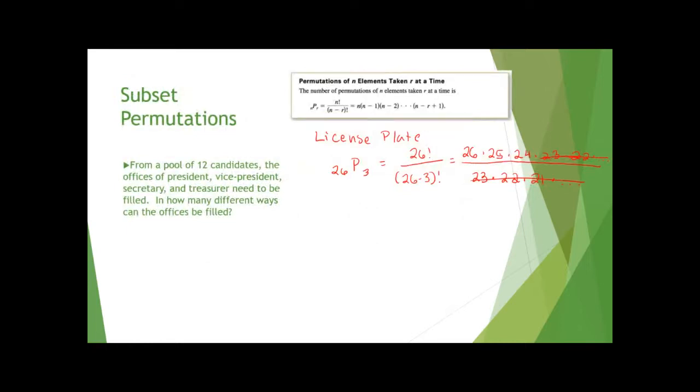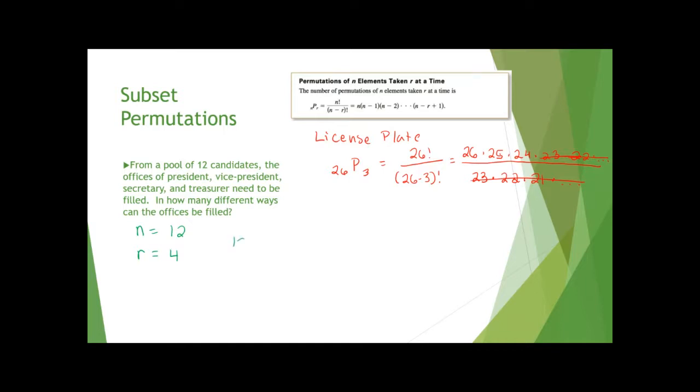So in green here, and I'm going to just switch my ink color to make it clear for the example here in green, we have a pool of 12 candidates, and the offices of president and vice president and secretary and treasurer need to be filled. So there are 4 offices here. So our total number is 12, and the subset is 4. And how many different ways can the offices be filled? So the order matters because putting somebody as president is different than selecting them for vice president.